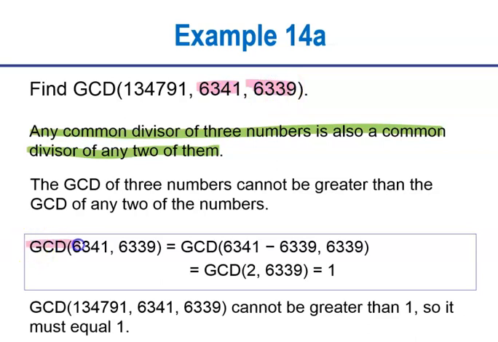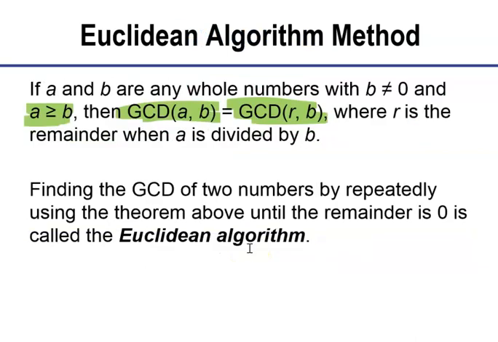So that's what we did here, the greatest common divisor of 6,341 and 6,339. Now what are they doing next? Notice they subtracted these two. Okay, now we've got to think about why they did that. This goes back to the Euclidean algorithm. Let me scroll back for you and show you this highlighted part.